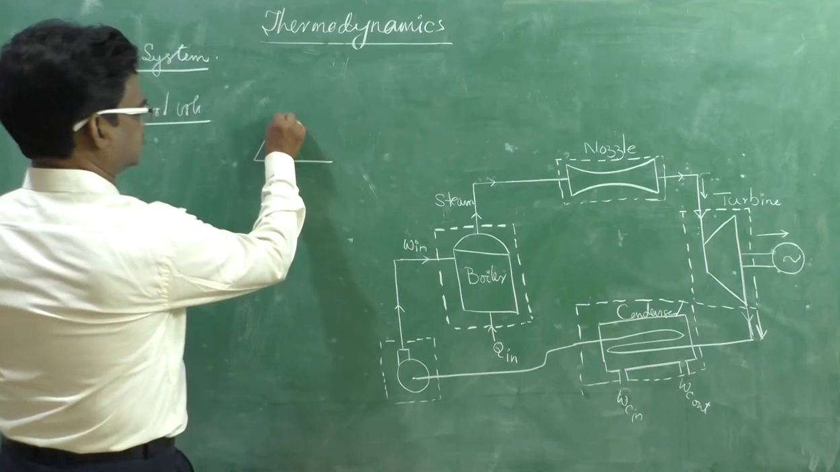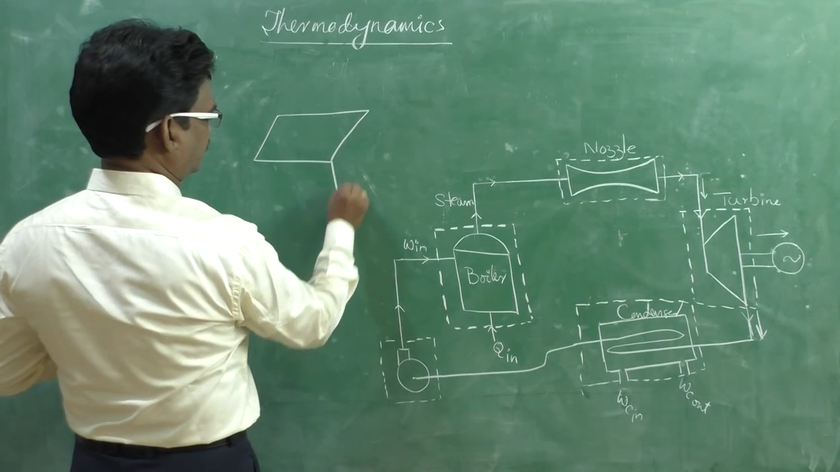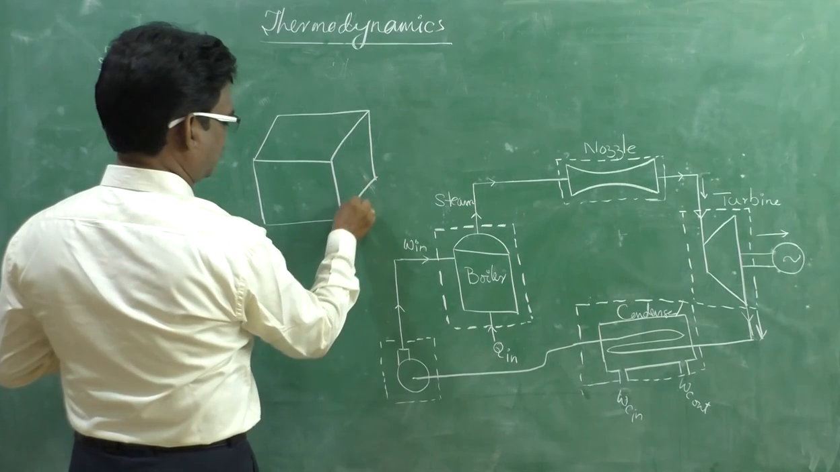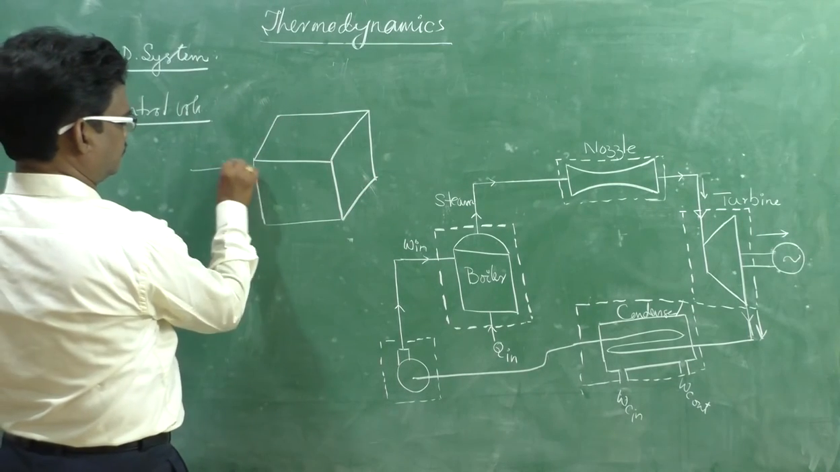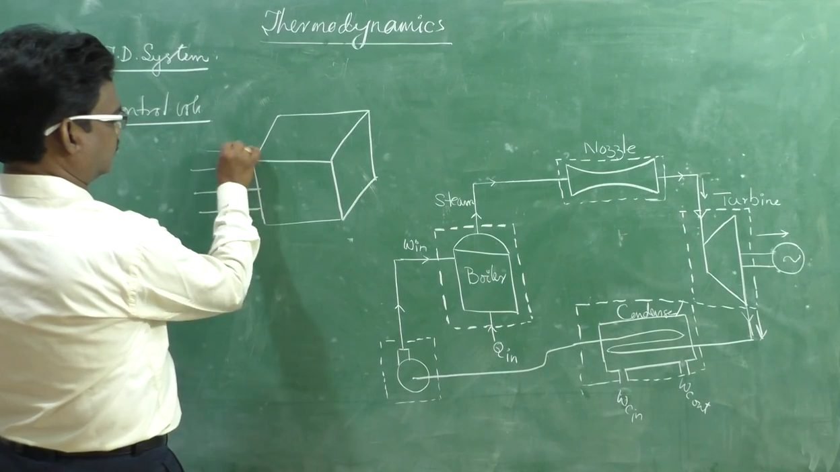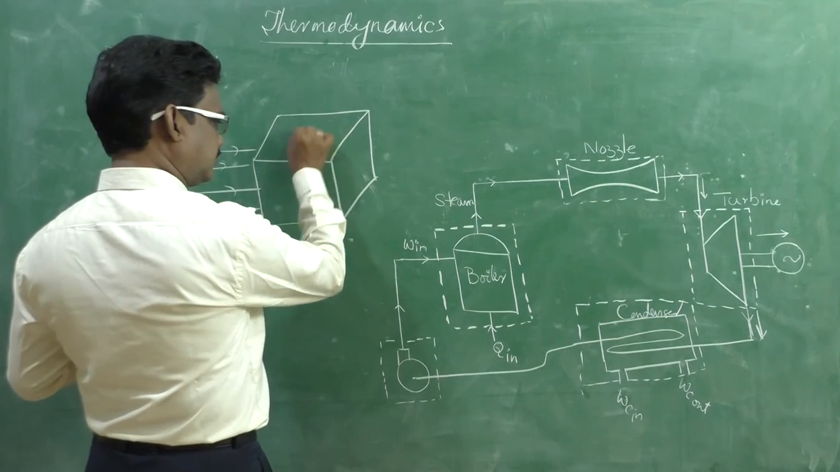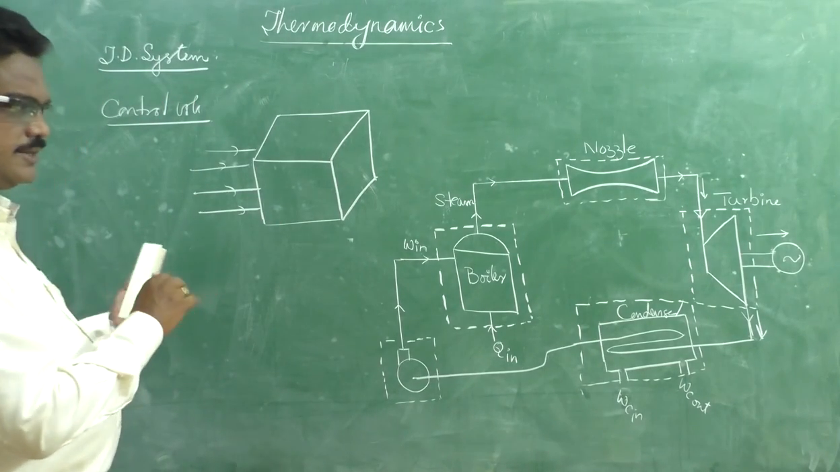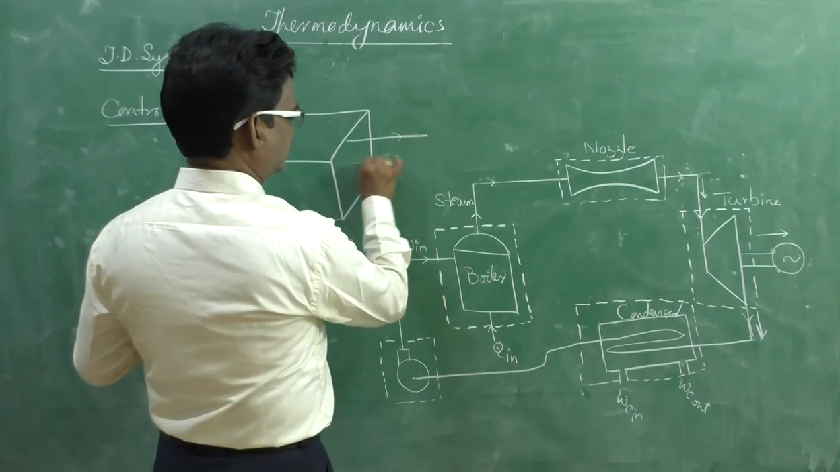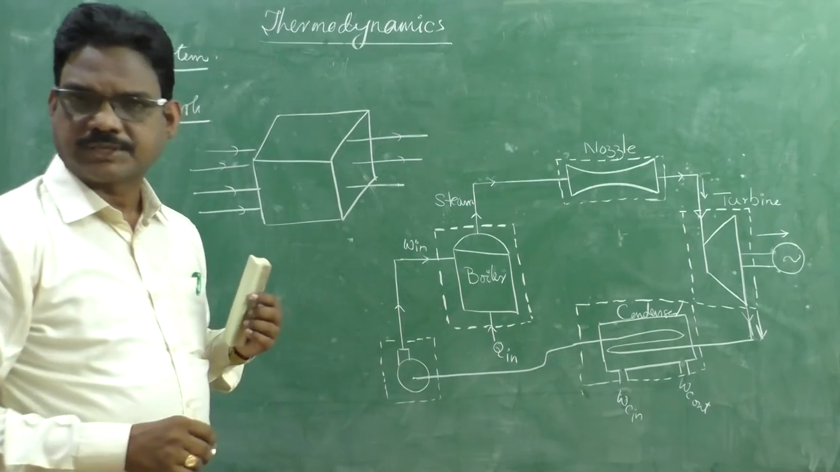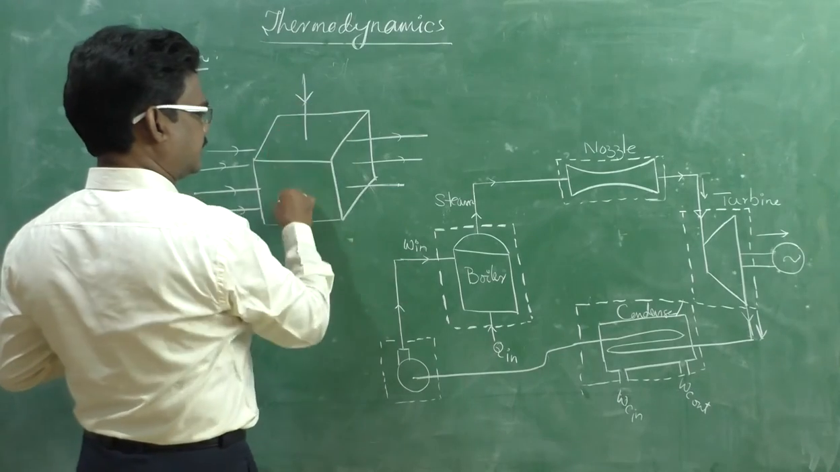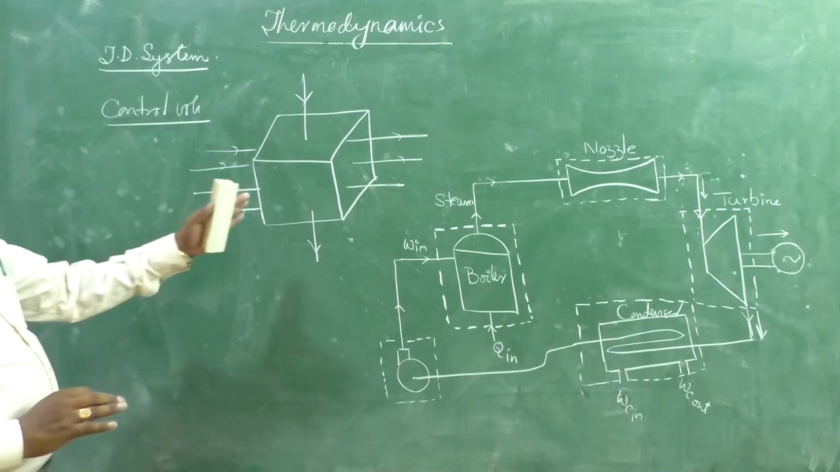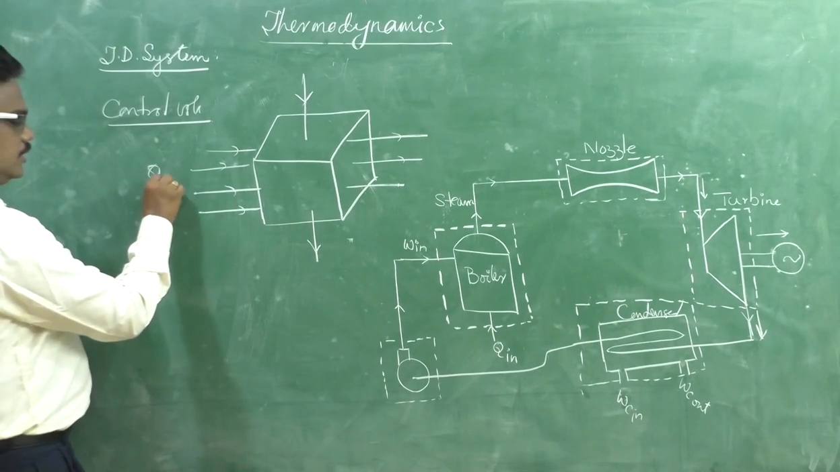Suppose this is the Q, and into this, heat or flux is entering, and some of the flux is diffused there and some of the energy is retained there. After that, the remaining one comes out of it. And work may be supplied here, and some of the work is utilized inside the control volume and some of the work comes out of it.